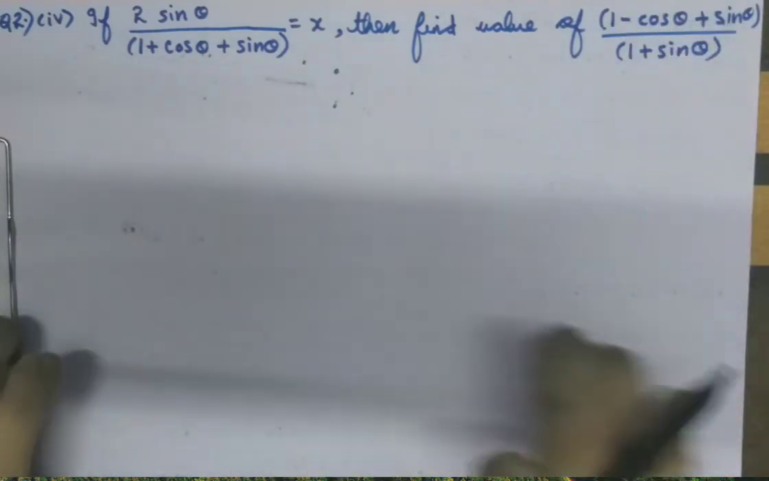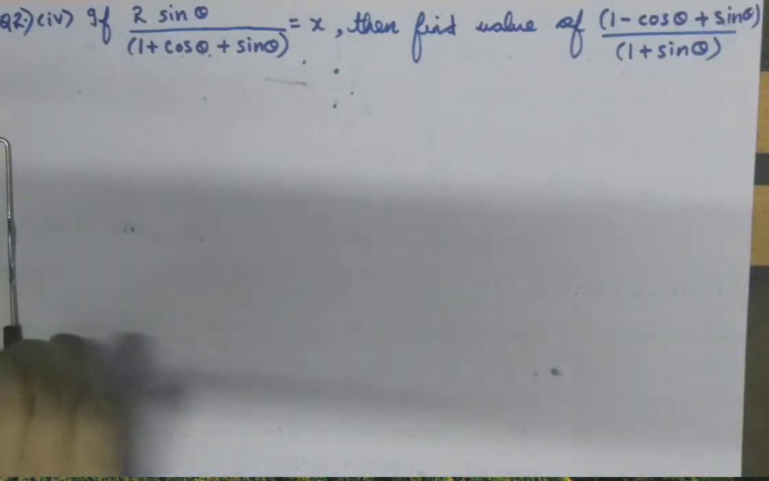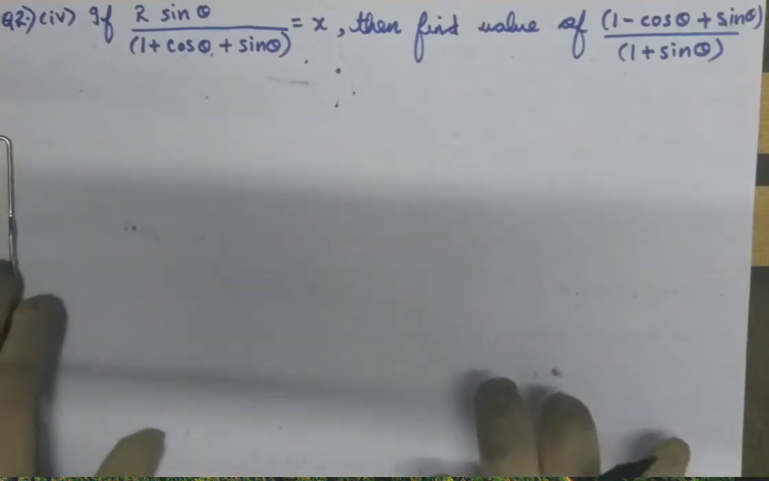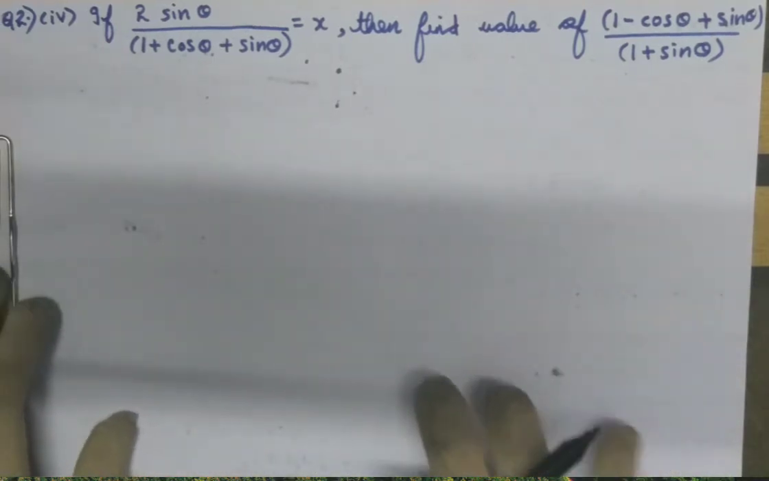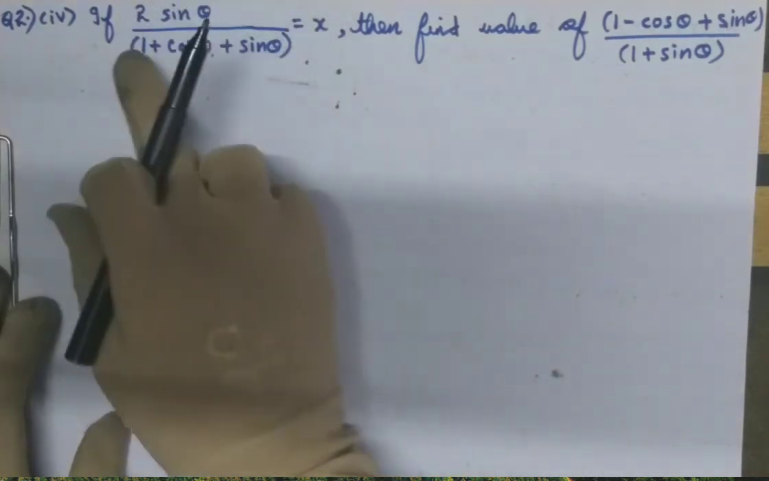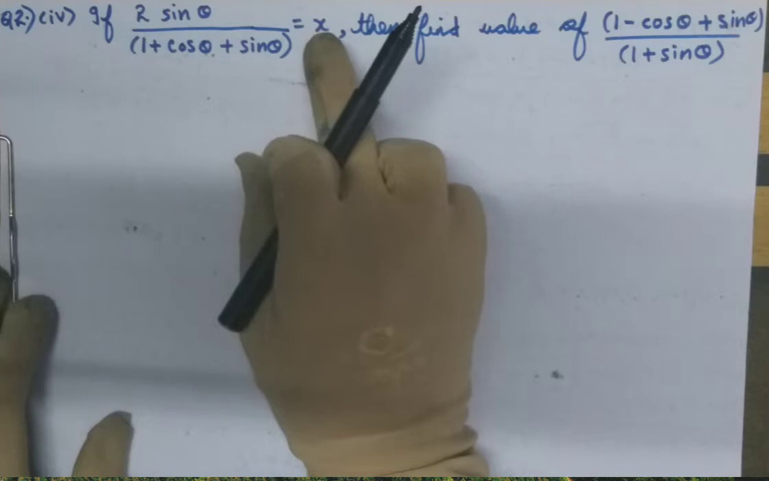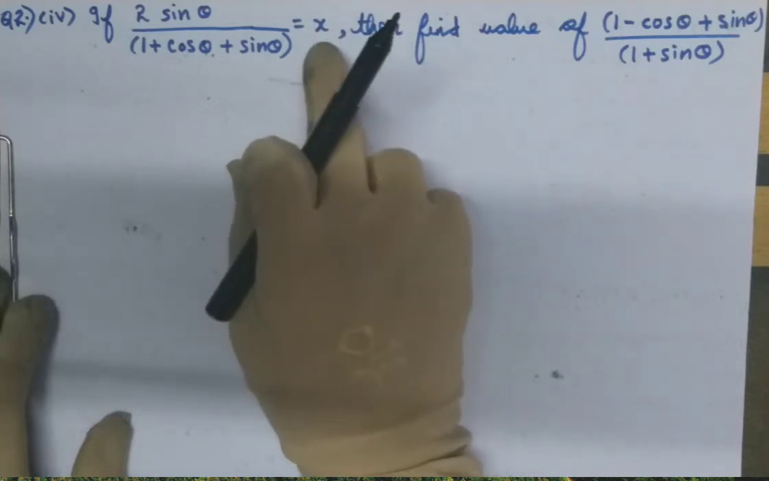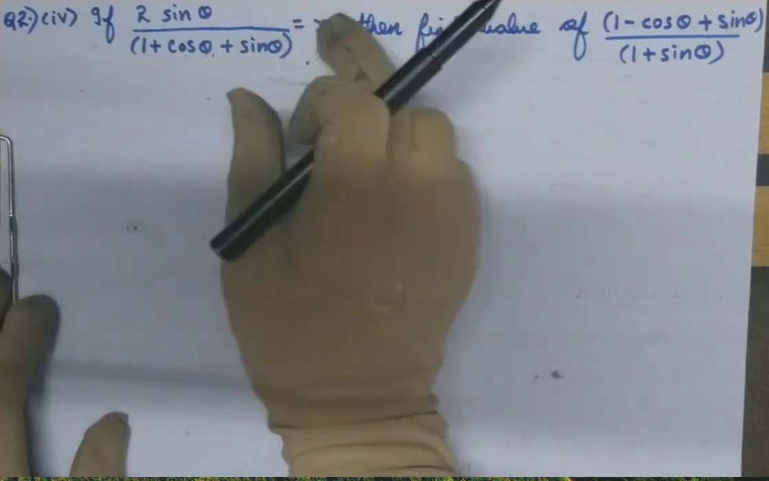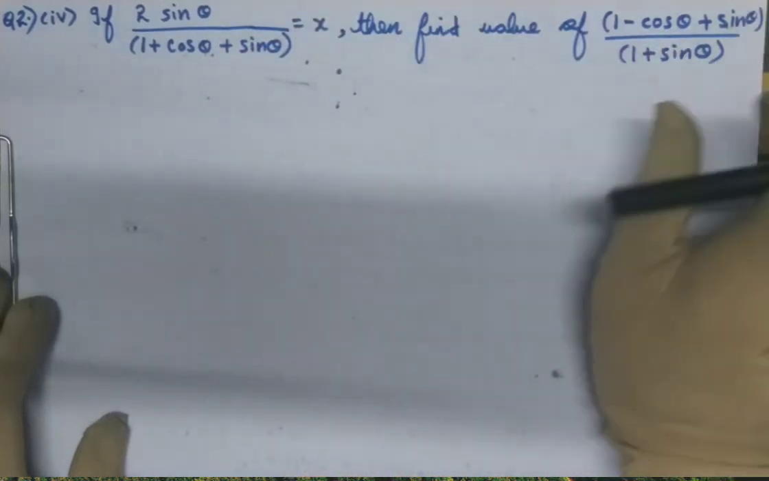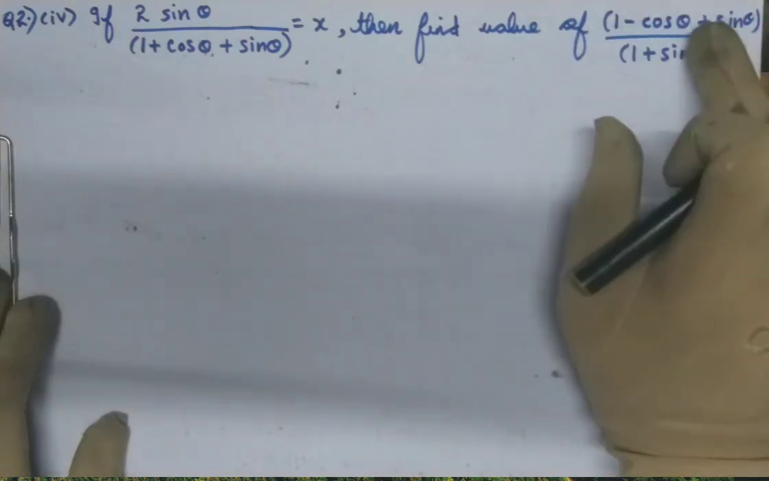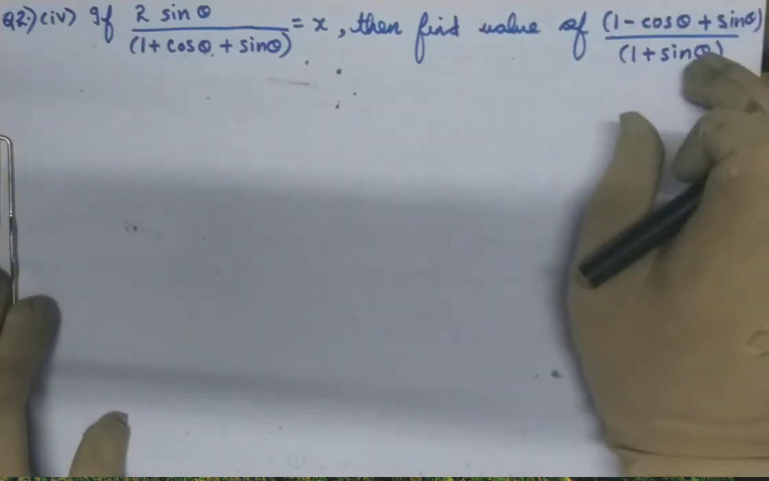This is a bit different when compared to the 3 bits and when compared to what sums you have done in class 10th, right? Especially SSC students. So one condition is given. What is the condition which is given? 2 sin theta by 1 plus cos theta plus sin theta is equal to x. Okay, here we are giving an alphabet and here we are giving an angle. Whenever you have such sums, observe the find the value. In find the value, what value we have to find out? We have to find out the value of 1 minus cos theta plus sin theta by 1 plus sin theta.